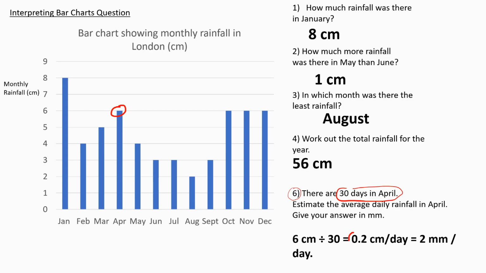As we've seen before, to change from centimetres to millimetres, we multiply by 10. 0.2 times 10 is 2, so we have 2 millimetres per day.